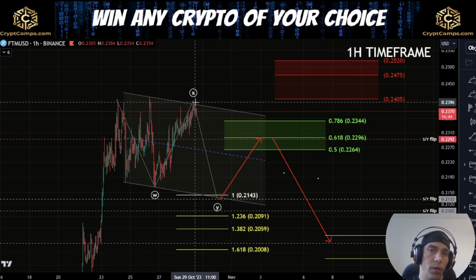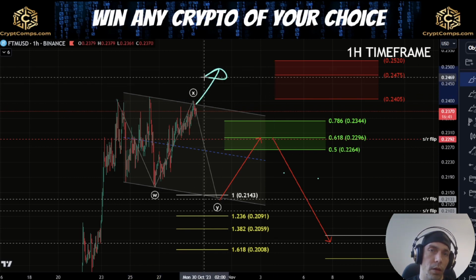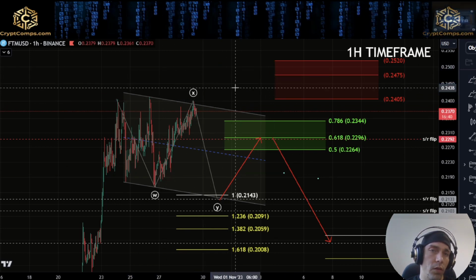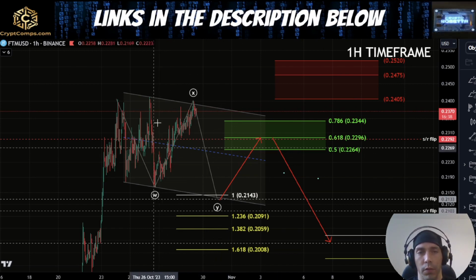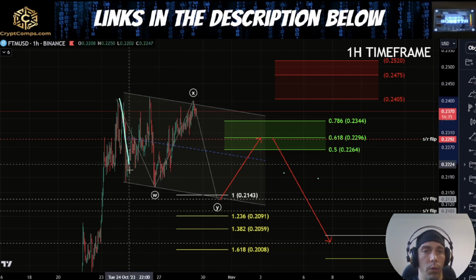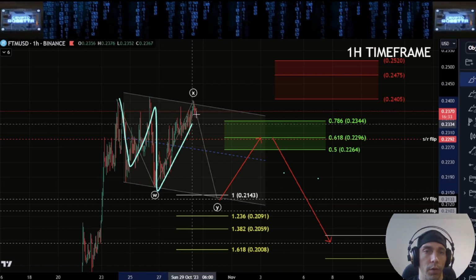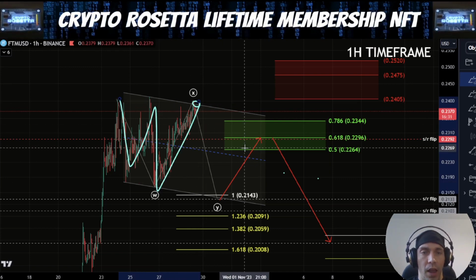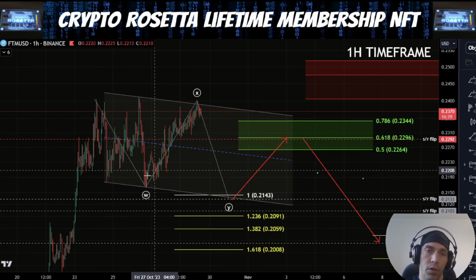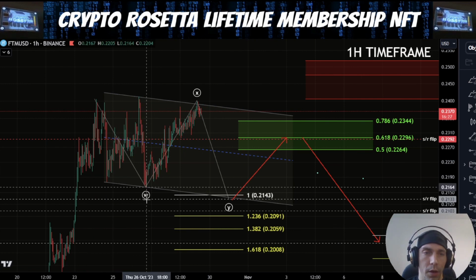If we do see this continue up here, the probability is that either this move is not completed or this is becoming a flat. So we're going to go over the flat idea in a second. Now, within this, what I'd be looking for is effectively this move to complete as an X wave to the upside here. Now, it is possible that this move could already be completed.